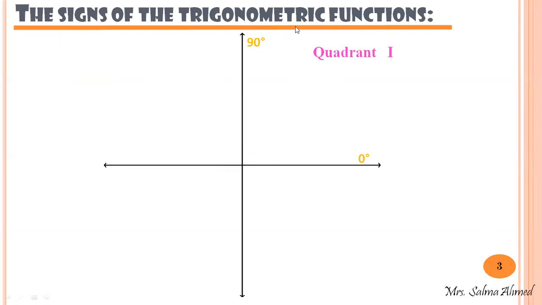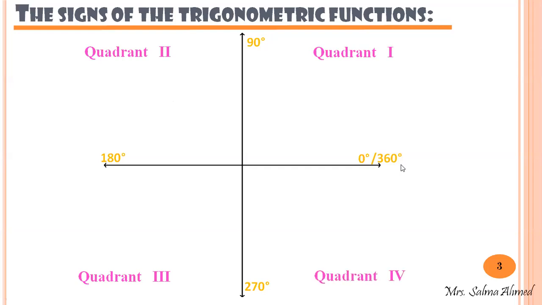Then I'm going to move from the positive side of the y-axis to the negative side of the x-axis, so it will be 180. Any angle between 90 and 180 lies in quadrant 2. Then I move from the negative side of the x-axis to the negative side of the y-axis, which is 270. So any angle between 180 and 270 lies in quadrant 3. Then I complete my circle to go back beside the 0 to be 360. So any angle between 270 and 360 lies in quadrant 4.